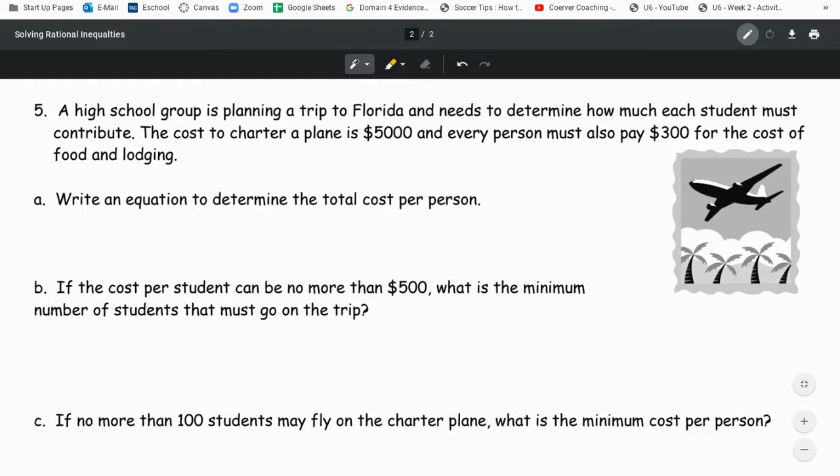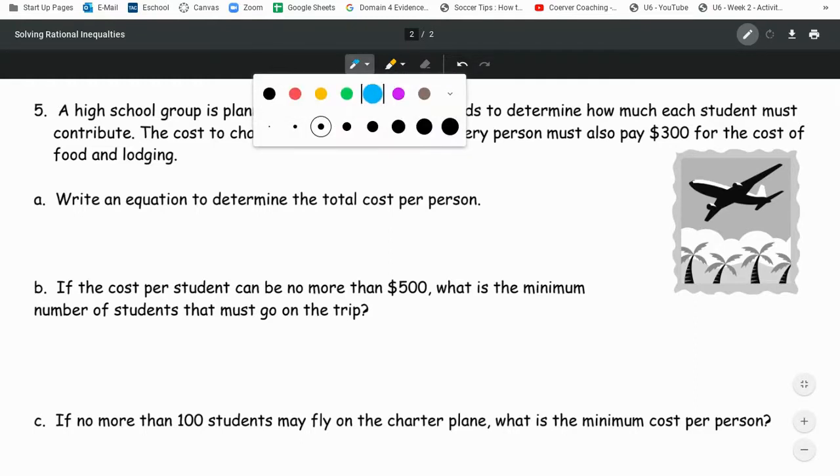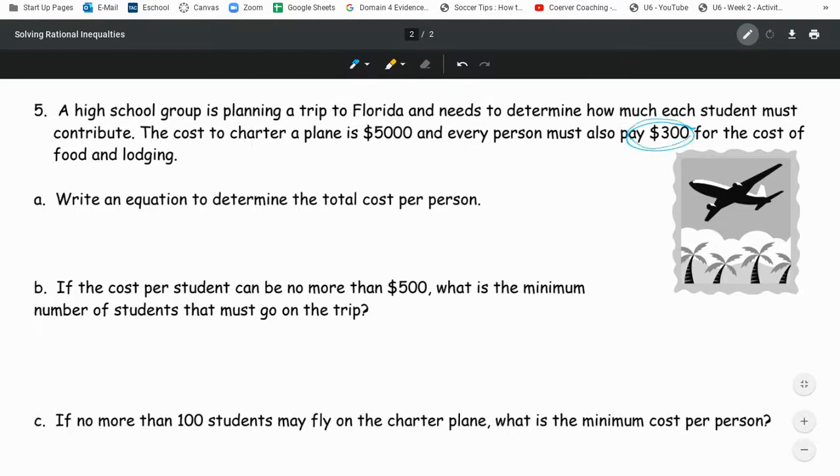So this is how I want to break this down. This $300 is what all of us are going to pay. Everyone must at least pay $300, right? And then the $5,000, since we're chartering that plane, it costs $5,000 for the plane, but not all of us are going to pay $5,000. We're actually going to split this cost. So that's what I want you guys to keep in mind. We're all going to pay $300, and then we're all going to split a certain amount based on how many people go. So it says write an equation to determine the total cost.